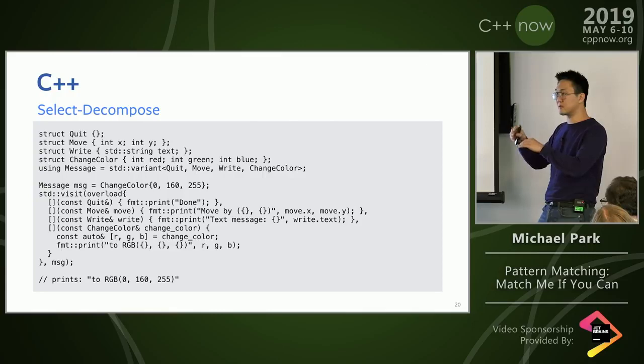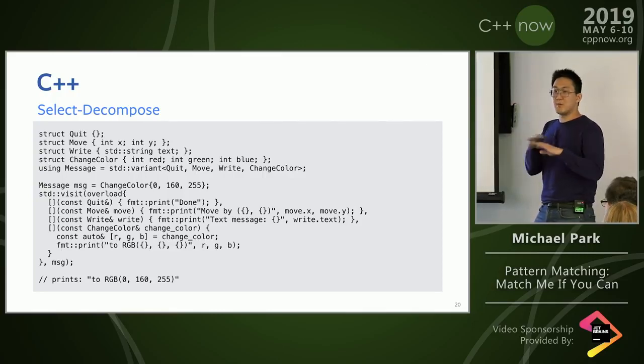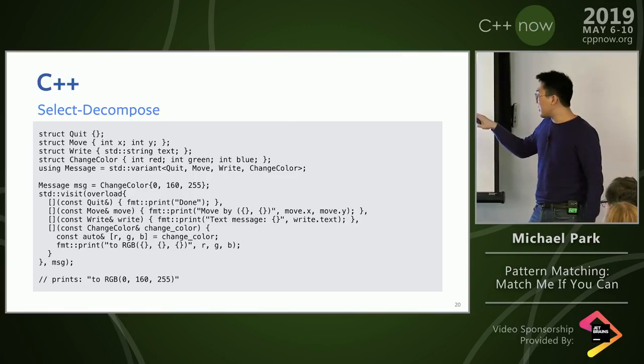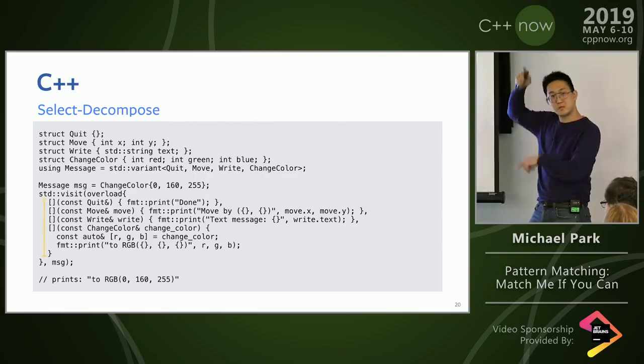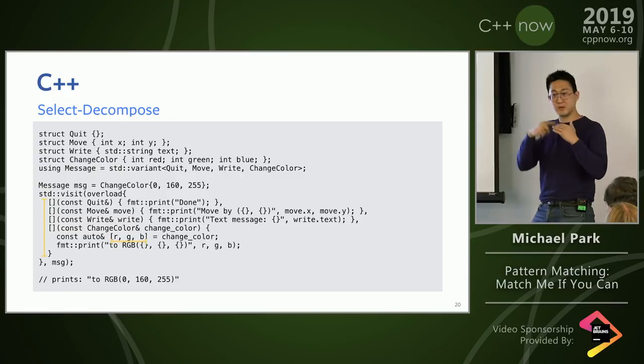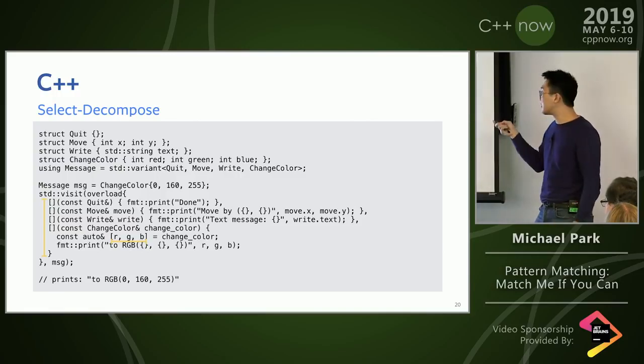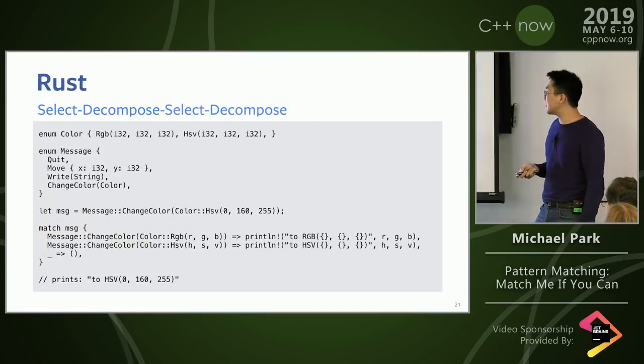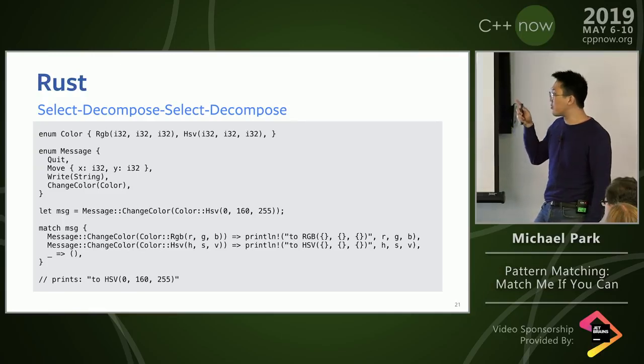And the overload is the thing that allows you to construct an overload set out of lambdas. I'm not going to cover it because it's kind of boring. But the point here is, again, we select vertically, and then we decompose horizontally, right? But it has to happen in two separate steps. And so this might not actually look too bad to you, but once we start doing more of them, right?